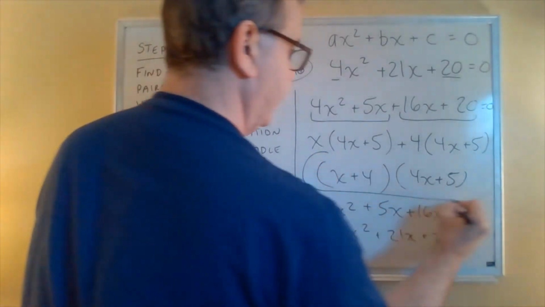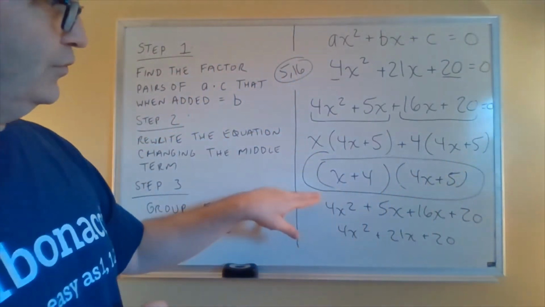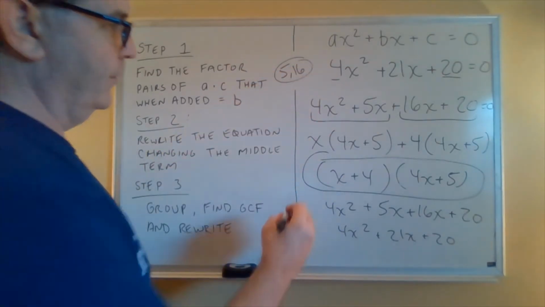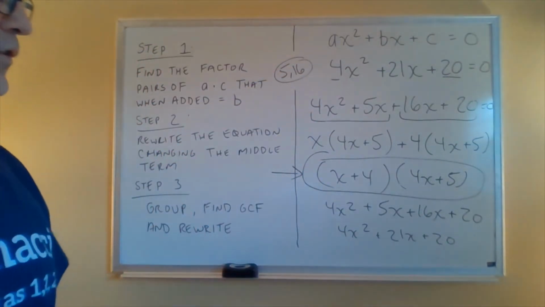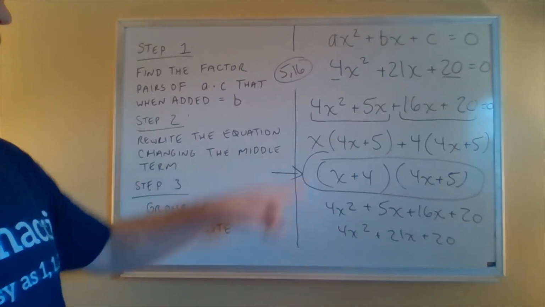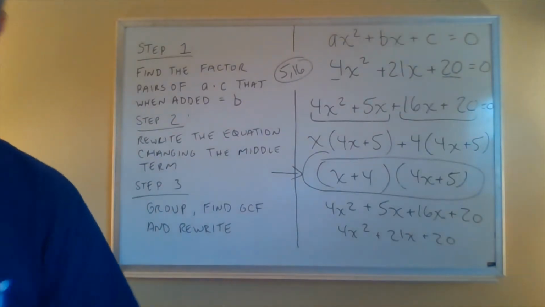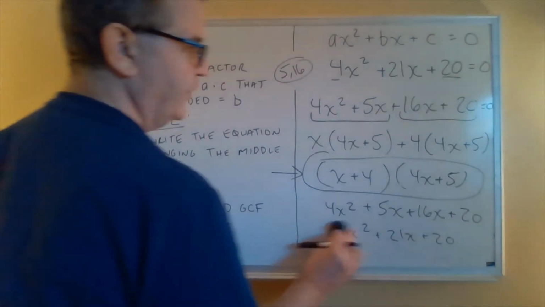This is our answer. If we want to check it just to make sure we've done it right, we can FOIL it down here, and we should come up with our original expression. But that is our answer using the AC method. That is the factored version of that expression there. Okay. Let's do a couple more examples.